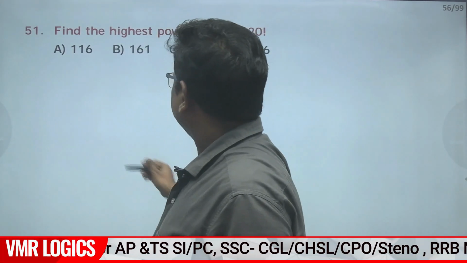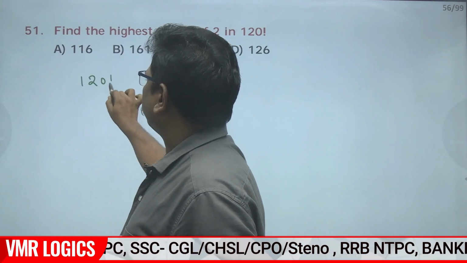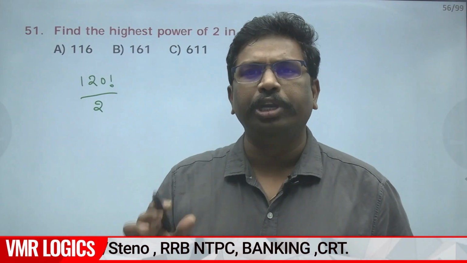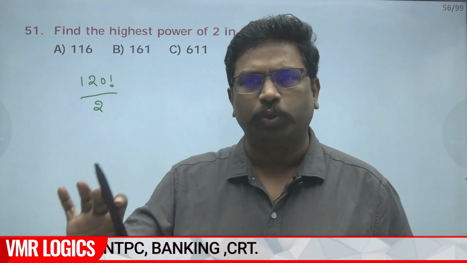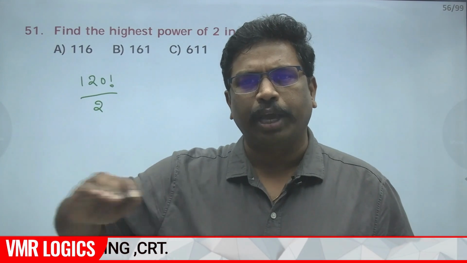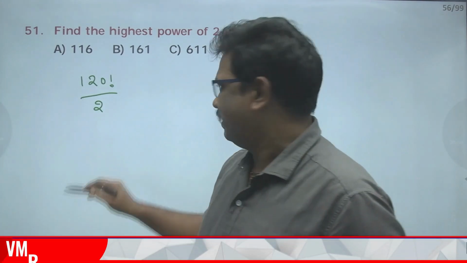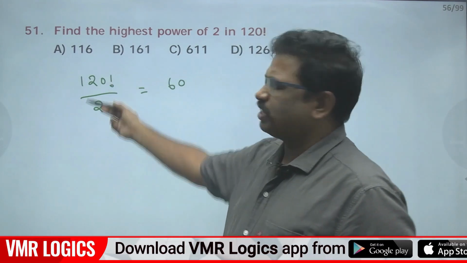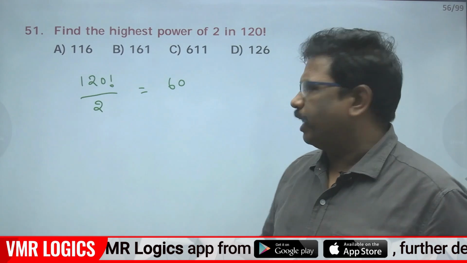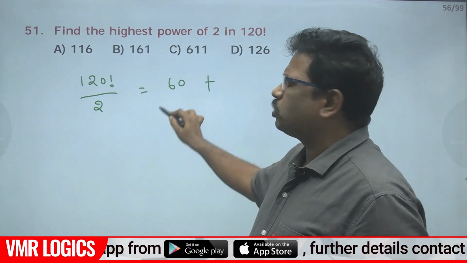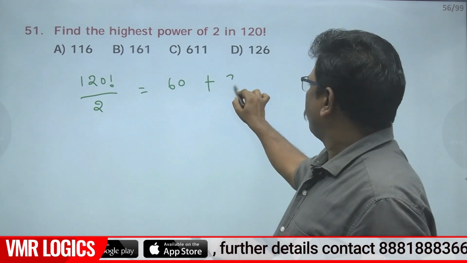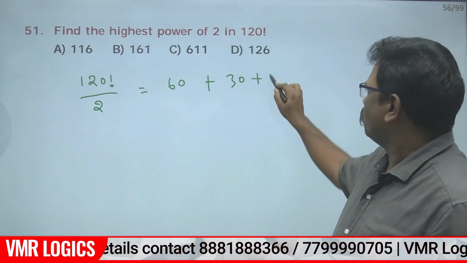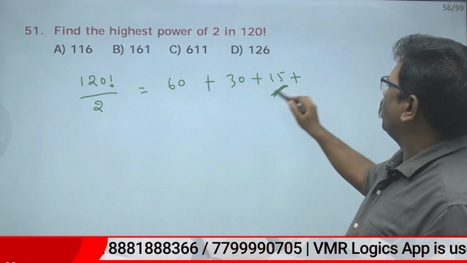So for that, 120 factorial, divide by 2. Just the highest power of 2, that means how many 2's are there. Just do it: by 2, by 2, by 2. How many times? 60 times. Again, by 2, 30 times. Again, 15 times. Again, 7 times.